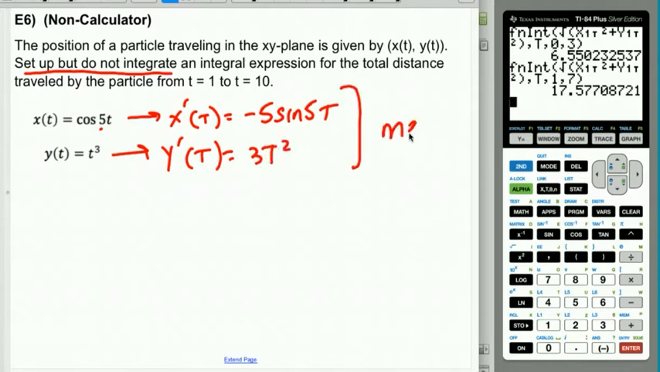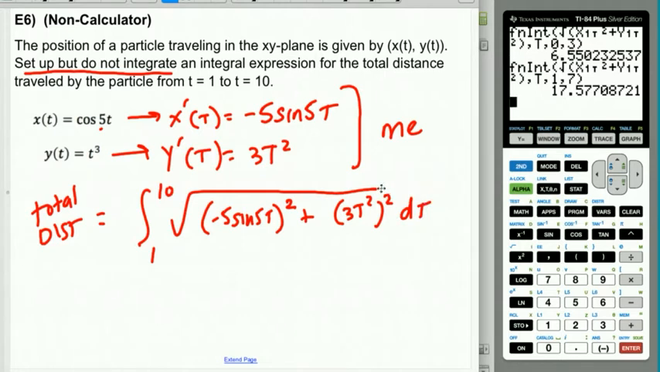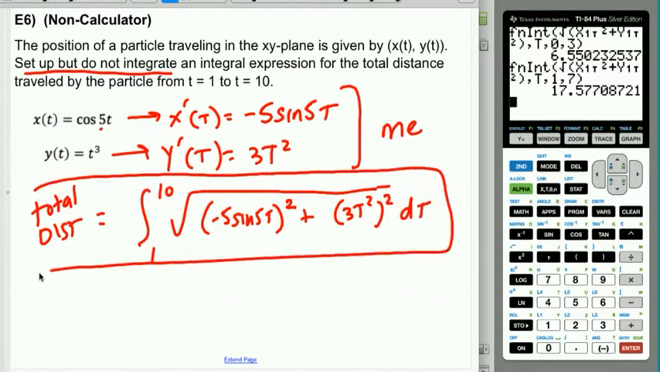This is me. I also have to communicate that the total distance is going to be the integral from 1 to 10 of the square root of, and then I need to use those things. So (negative 5 sine of 5t) squared plus (3t squared) squared, with respect to t. So that's what I have to do. If it's a calculator section, my calculator would do the crunching of the numbers.